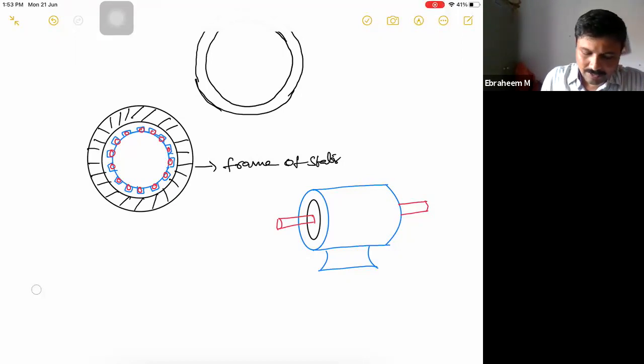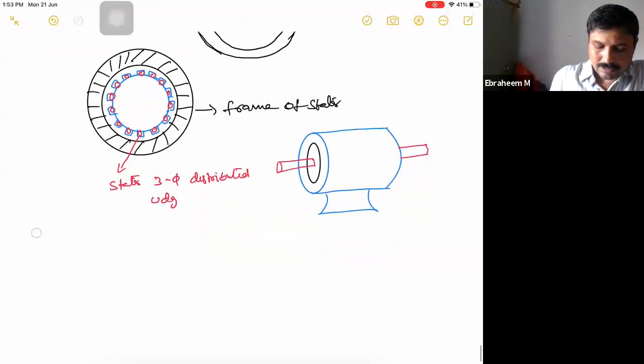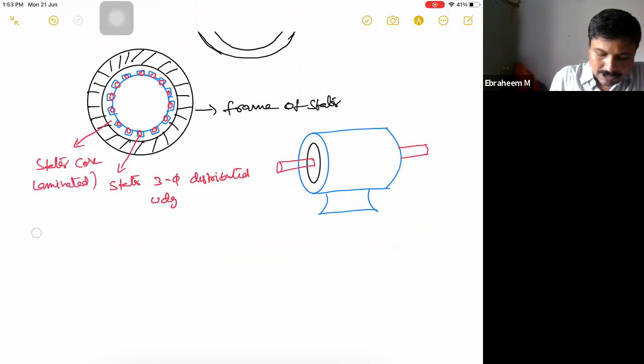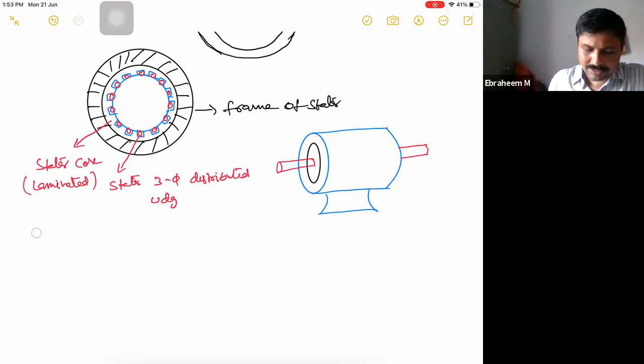Everything is made up of the conductors, the winding. So this is the stator three-phase distributed winding, right? And this is the stator core. Again, it is a laminated core. In every machine, whether AC or DC, you will have a laminated core only, to reduce the loss. So this is the construction of the stator.